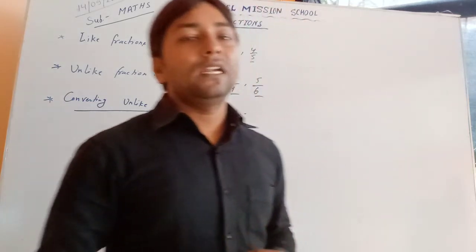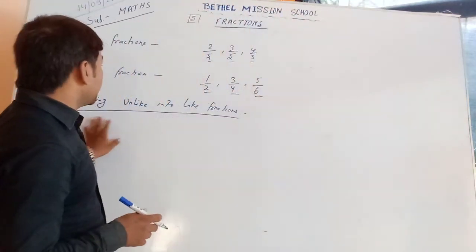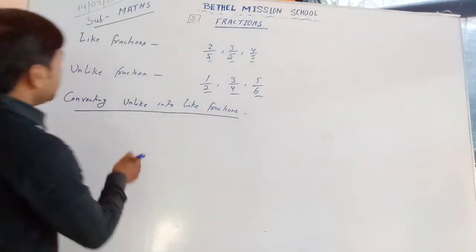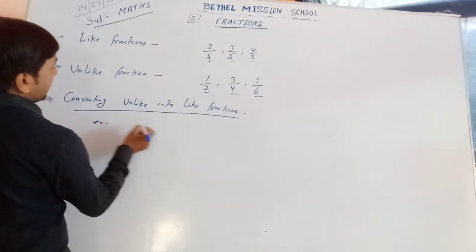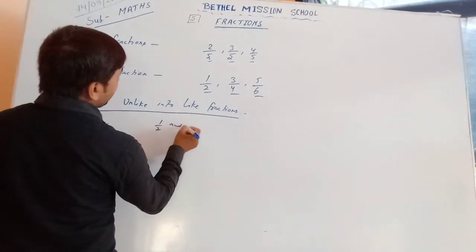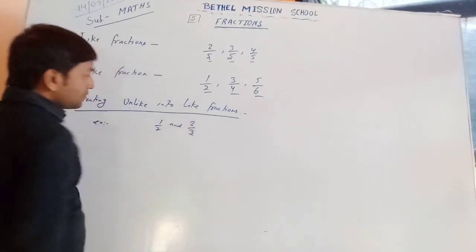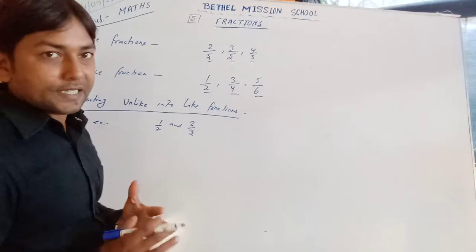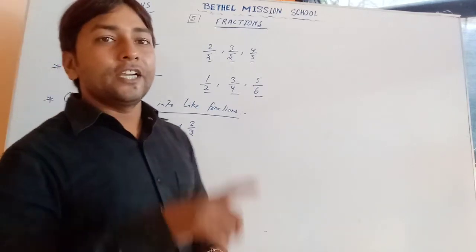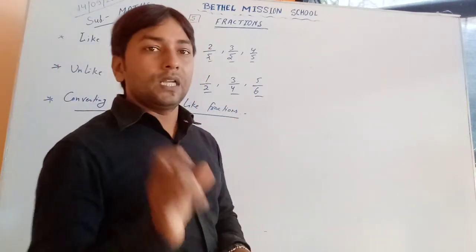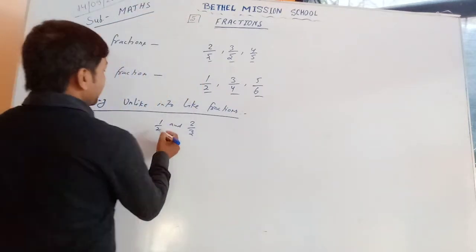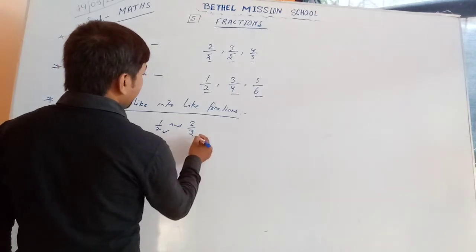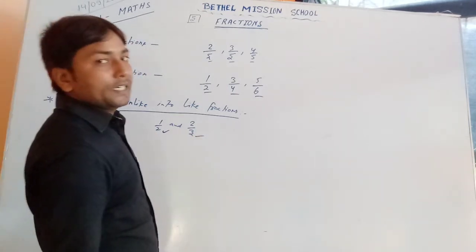Okay, now we learn how to convert unlike into like fractions. I take an example: 1 upon 2 and 2 upon 3. How can you make both like fractions? Like fractions means the denominators should be equal. Here the denominators are 2 and 3, so you have to make the denominators equal.